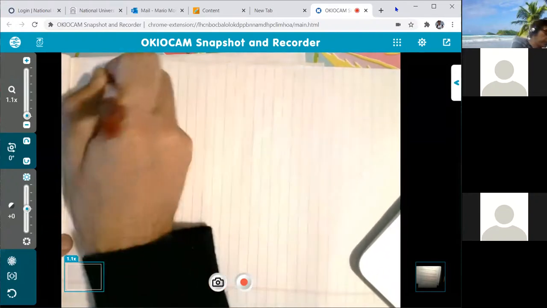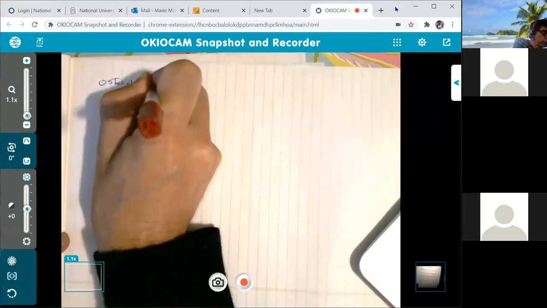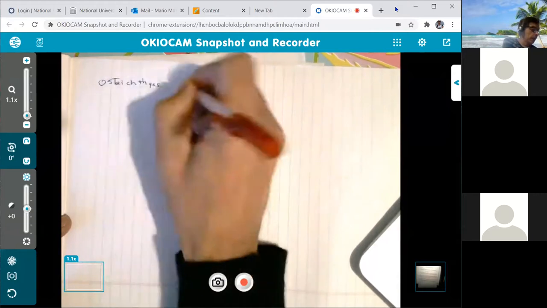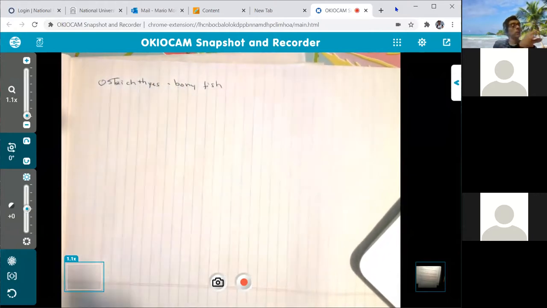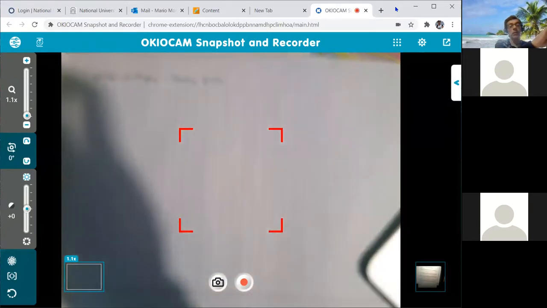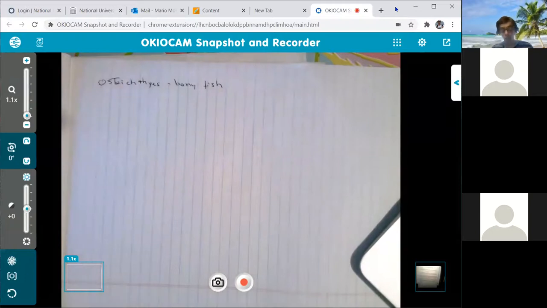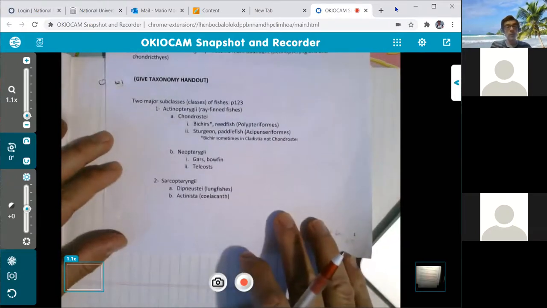So Osteichthyes, the bony fish. Actually, I'm going to put this here, and I'm going to let you copy this. Easier. Just copy this.